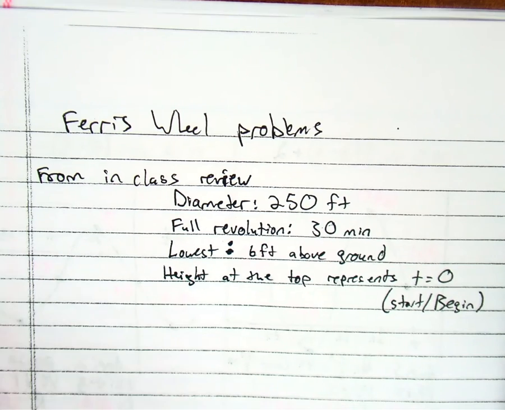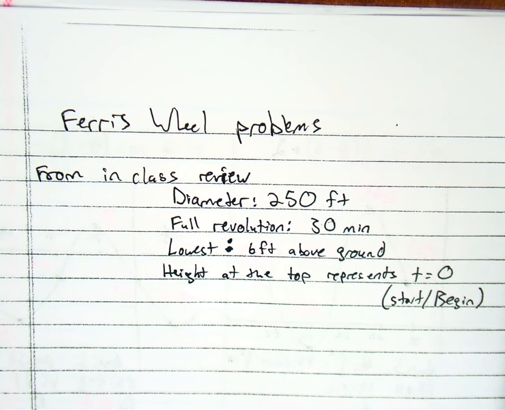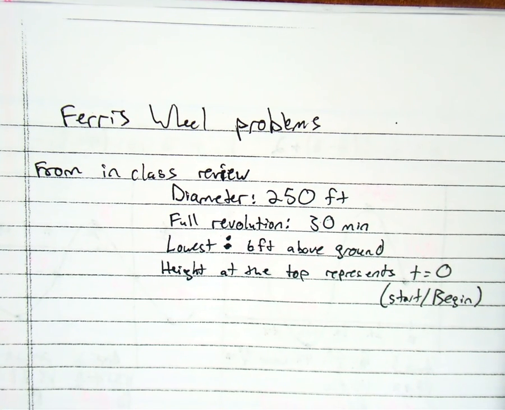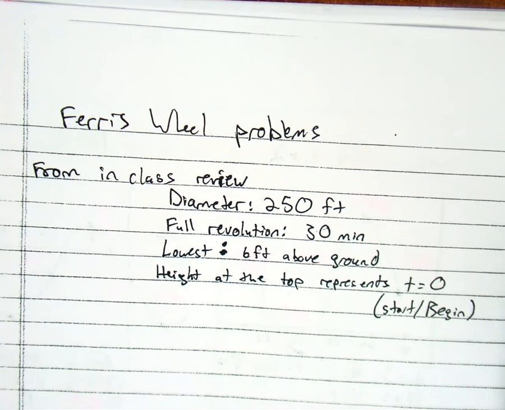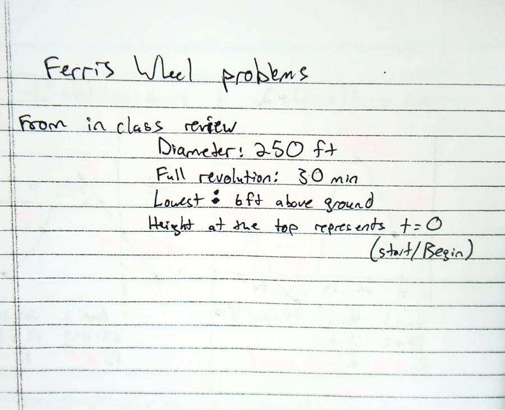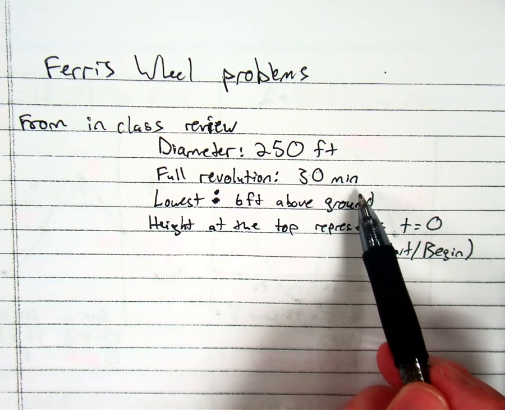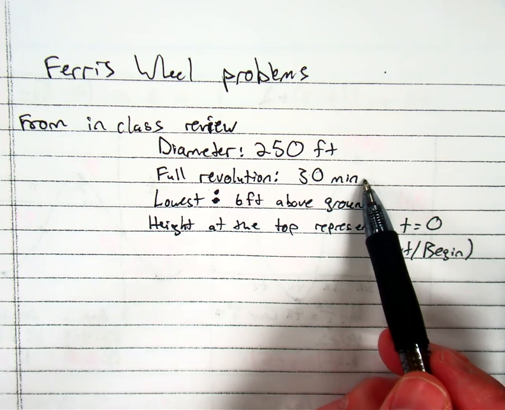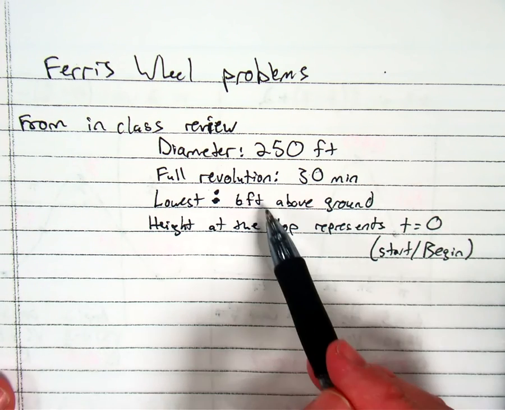Ferris wheel was a common one we did here before the quiz. Don't expect it to be exactly the same on the test, but it's similar. Okay? So for our Ferris wheel, it has a diameter of 250, 30 minutes to do a full revolution, or that's the length of the period, 30 minutes.